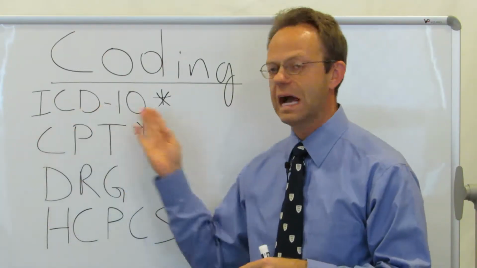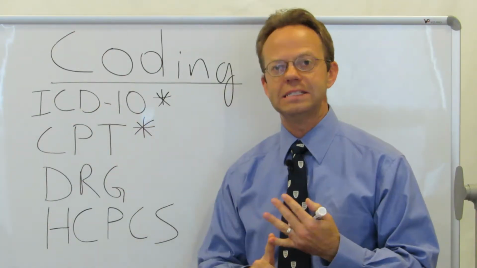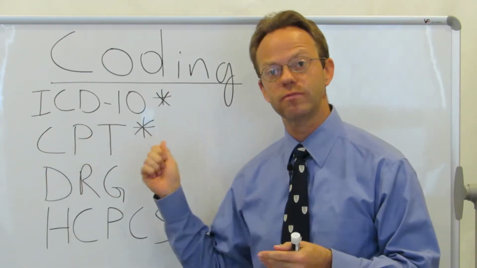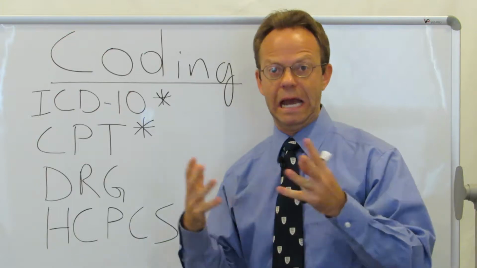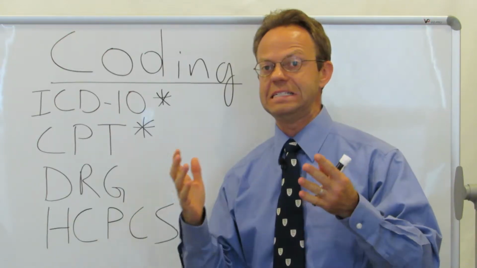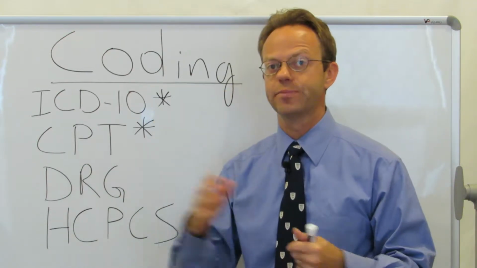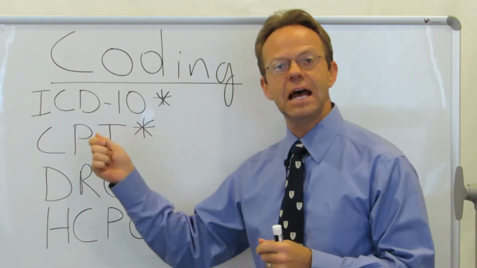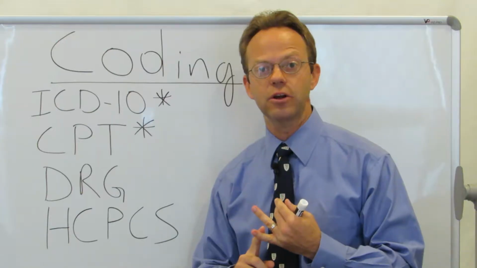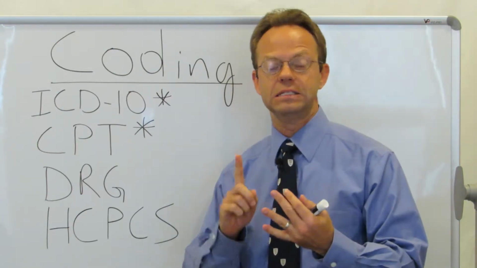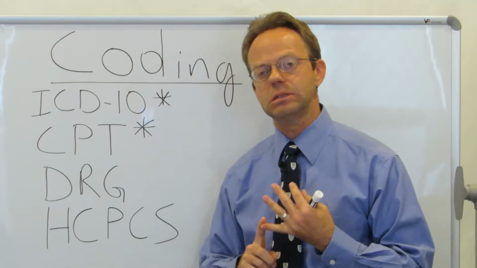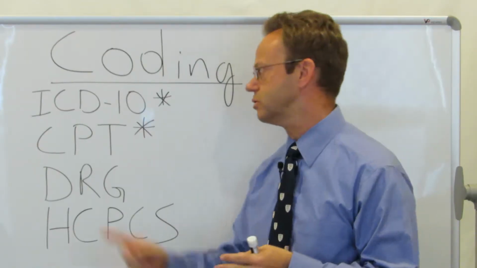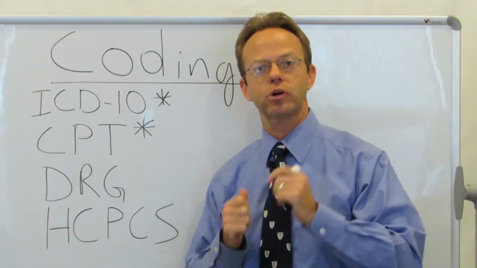So the first code here is the ICD-10 code. ICD-10 stands for the International Classification of Disease, 10th revision. We used the 9th revision literally since the 1970s until 2015, so the ICD-10 is relatively new. And that's the diagnosis code. That diagnosis can be either an actual disease like diabetes, or it can be a symptom like headache or back pain.